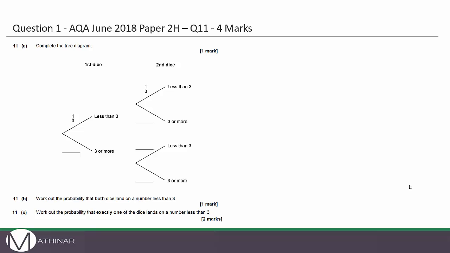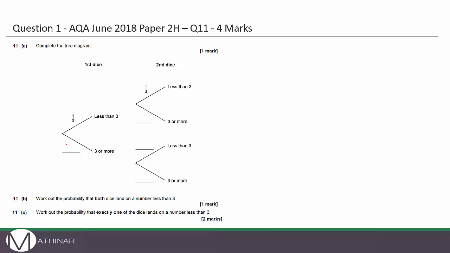So let's have a look at question 1. This has been taken from the AQA June 2018 paper 2. This is question number 11 from that paper and it's worth 4 marks. So part A for 1 mark, complete the tree diagram.